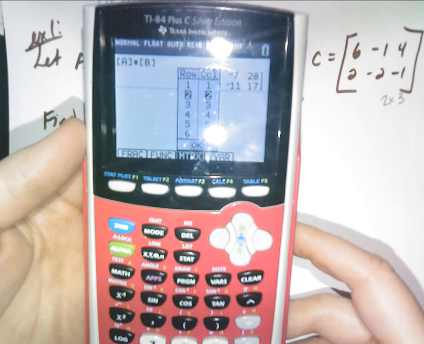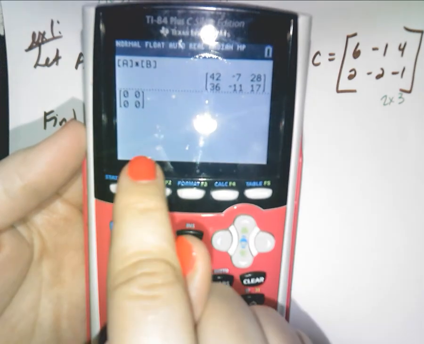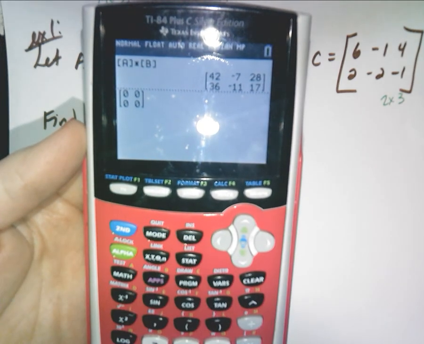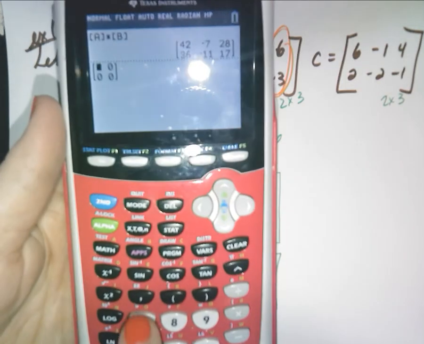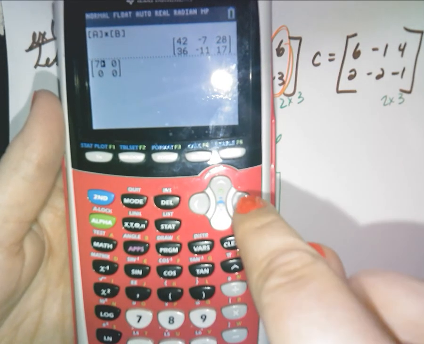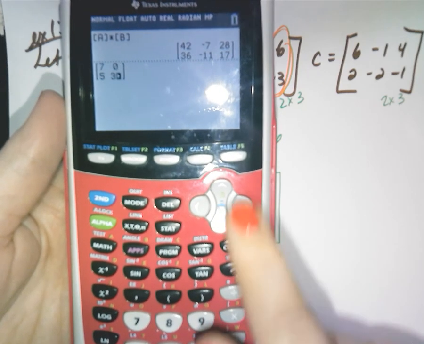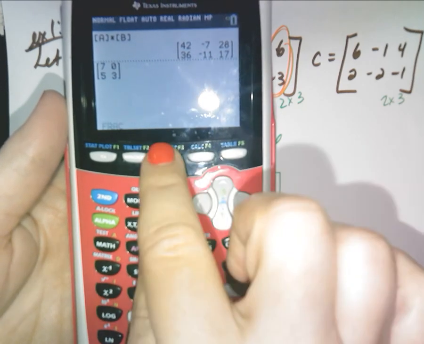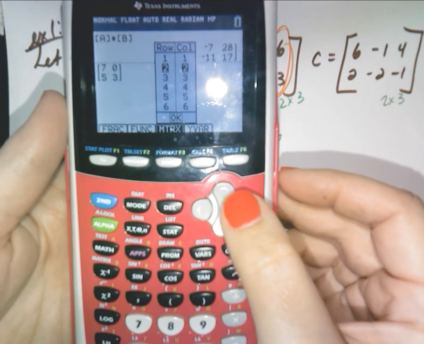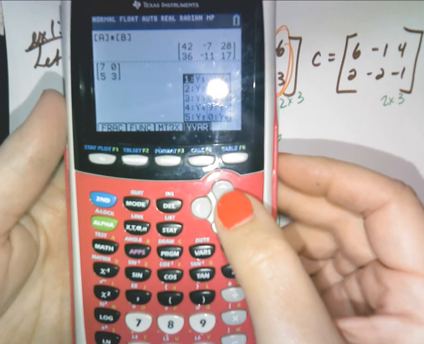But if you hit 2x2 and it comes up with a 0 matrix, you can input right now this matrix, but you can't hit enter. You have to use the arrow button. 7, 0, 5, 3. Then you hit alpha zoom, and we're going to multiply that by a 2x3.